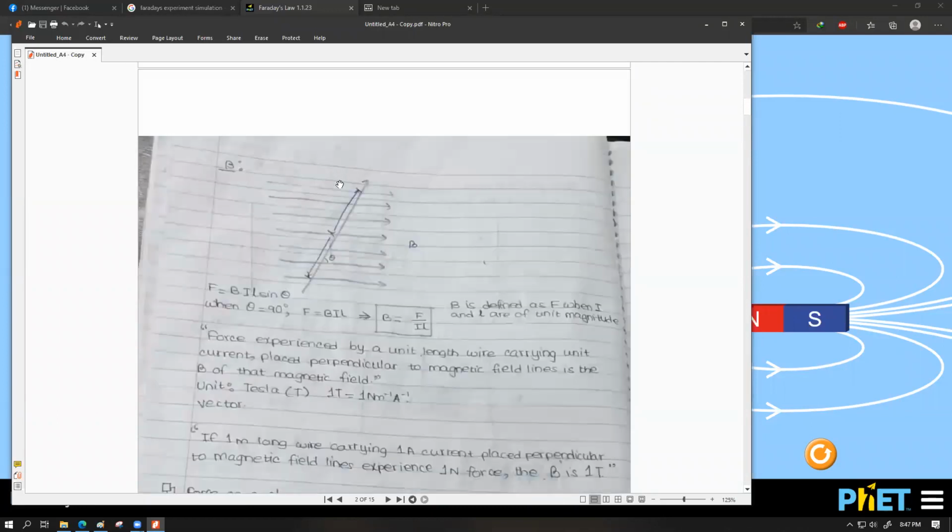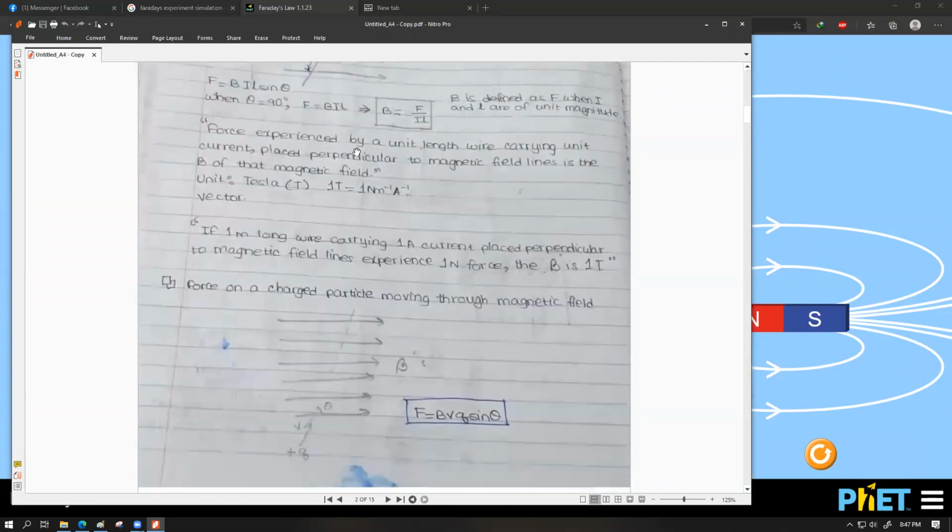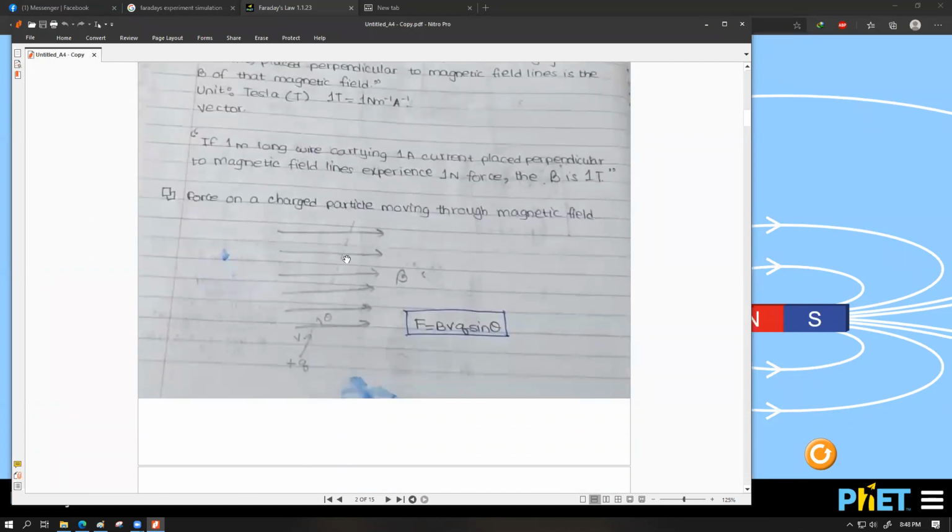This similar idea can also be applied to a single charged particle moving across a magnetic field line. If you think about where a single charged particle comes from, one very simple way to create a charged particle is the electron gun. If you remember from your O levels, in the cathode ray oscilloscope, we had an electron gun.